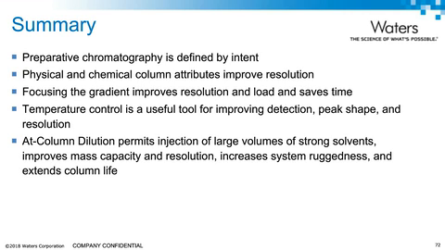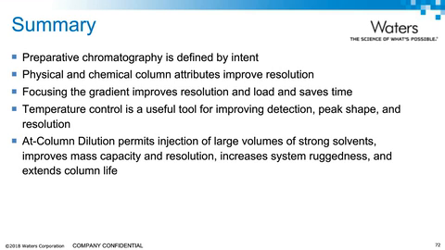There are physical and chemical column attributes that improve the resolution. Things like column length and particle size are the physical attributes, and the chemical attributes include modifier changes, pH changes, and mobile phase changes. We can focus the gradient to improve resolution and load and save time. We very quickly are able to bring our gradient to the point where we can focus on only our peak of interest and move those closely eluting impurities away from our product.